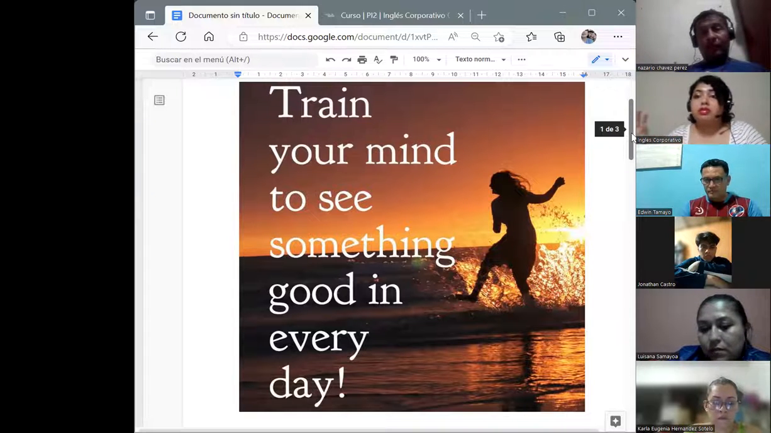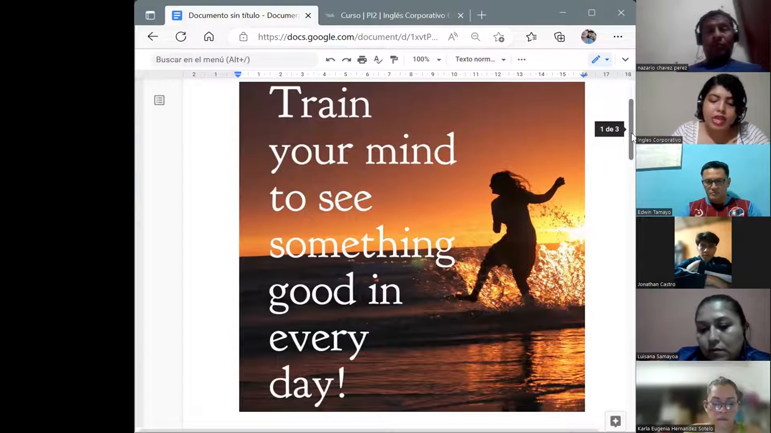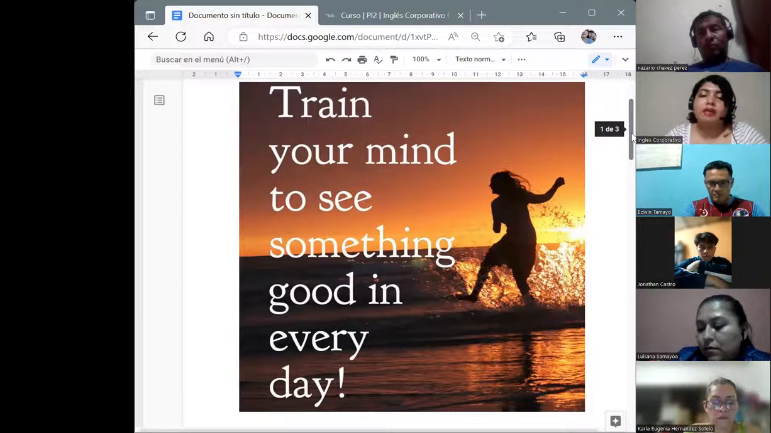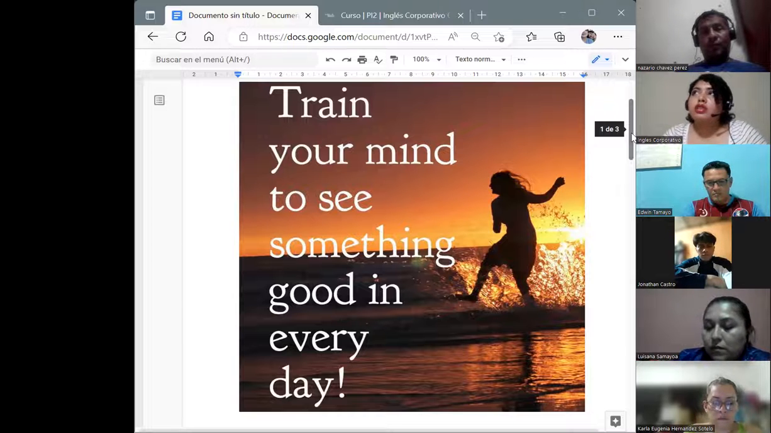Also something that you like. I don't know, different things that we can think that help us to imagine something good, to make us feel better with the situation that we are living in that moment. So don't just focus on bad things, you can focus on good things also.